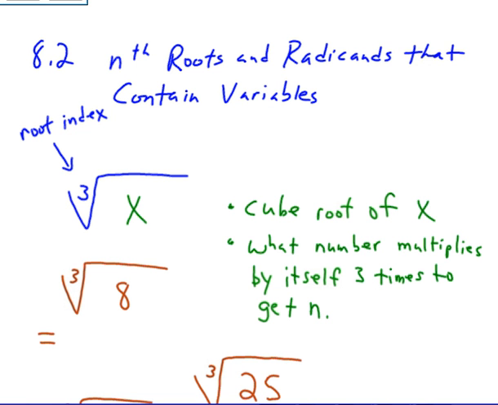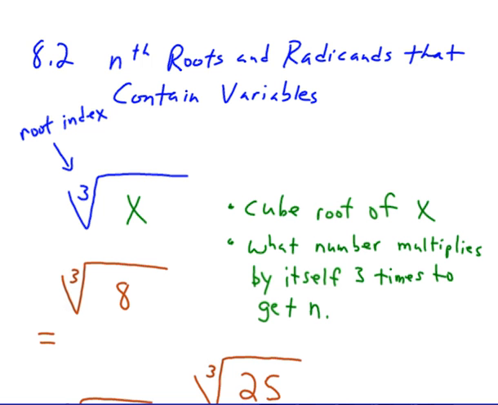So we're on here. This is a lesson on nth roots and radicands that contain variables. So let's start by considering this, what we call a radical expression, but notice it has a 3 tucked in here with our radical sign. Now, when it doesn't have a number there, what do we assume? It's a square root. It's a 2.